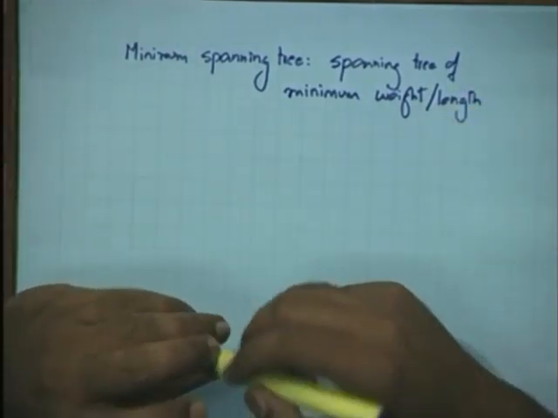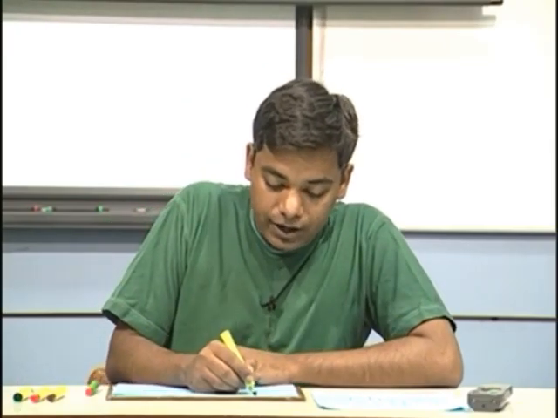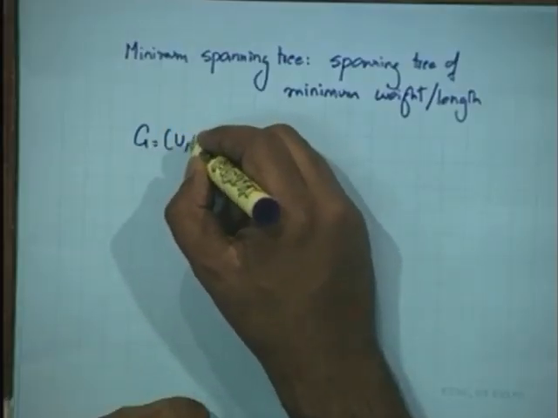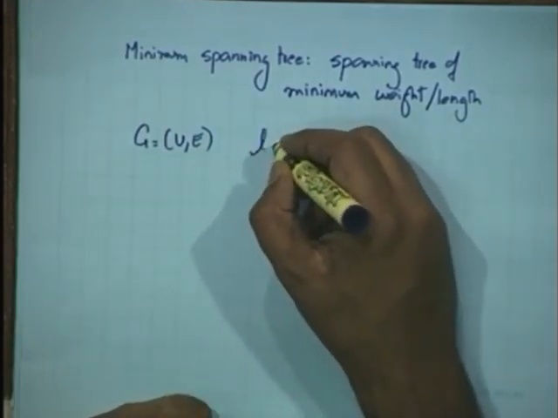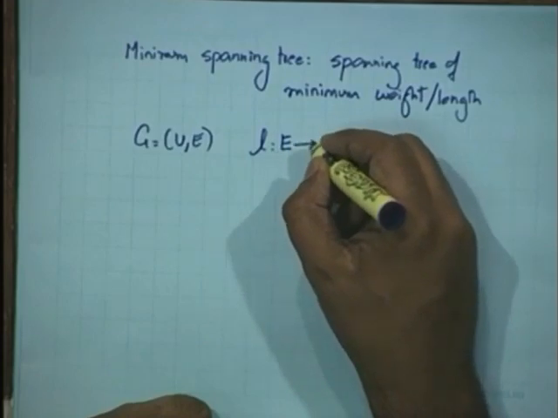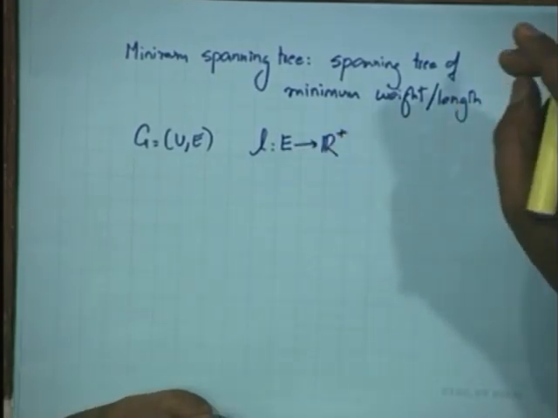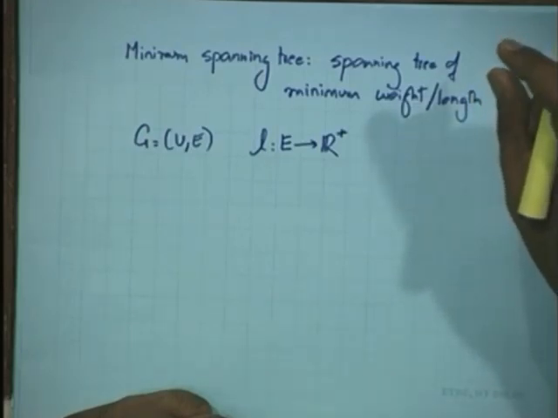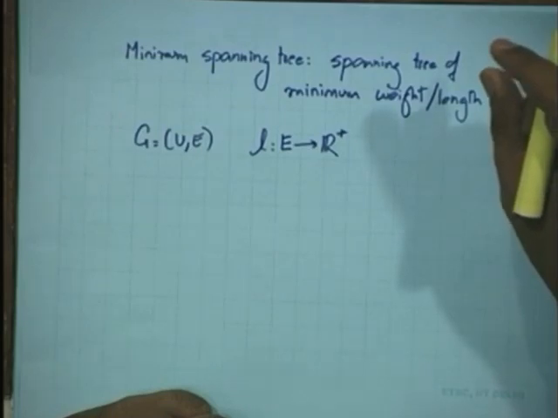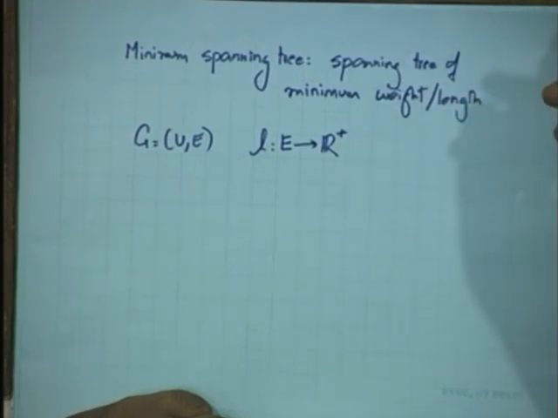So where did this weight and length come from? It came from the fact that we are not just given the graph, but we are also given a length function on the edges of the graph. Let me assume the lengths are non-negative reals. So, every edge has a length now.